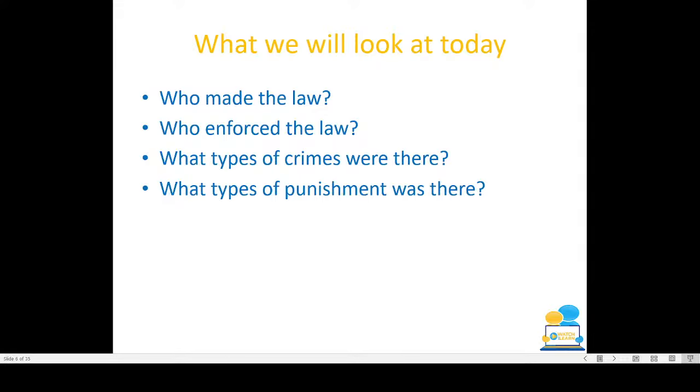Then when we look at who enforced the law, it is obviously who is actually in charge to make sure that this law is upheld. So the law that has been set is actually upheld.